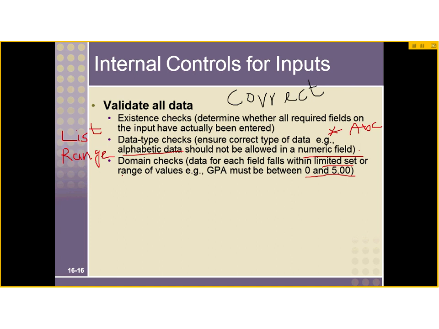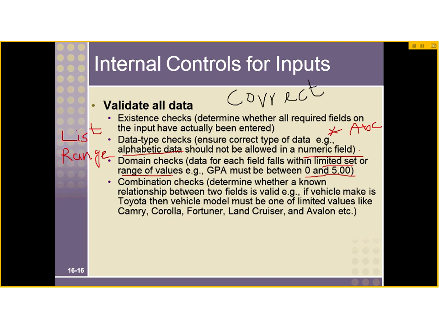Next is domain check. Again, we have discussed in the database design chapter that sometimes we have a list of values. For example, for gender, the domain is male and female, or sometimes we have a range of values. Like for GPA, the range of values is between 0 and 5.0. So whether it is a list or a range of values, the domain check will ensure that the value is within this limited set or within this range that is required for this attribute.